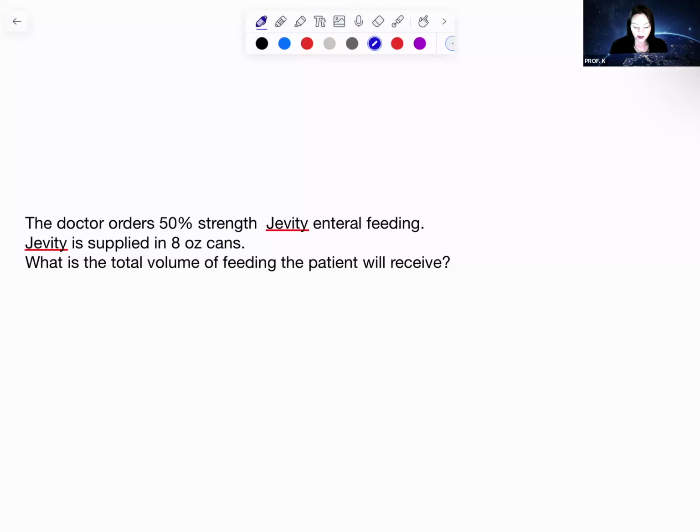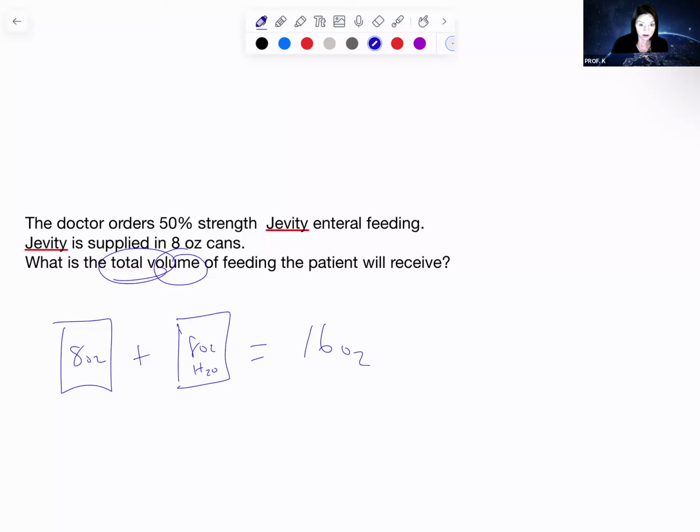The doctor orders 50% strength, meaning half strength, basically. And all that's available is an 8-ounce can. So we got a can with 8 ounces of full strength formula in it, and I need to make it half strength. So I'm going to add equal amounts of water, 8 ounces of water. It's asking me total volume. If I'm adding these two together, the total volume is 16 ounces, right?